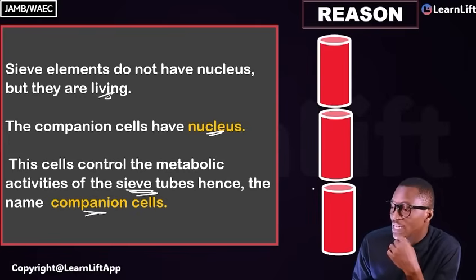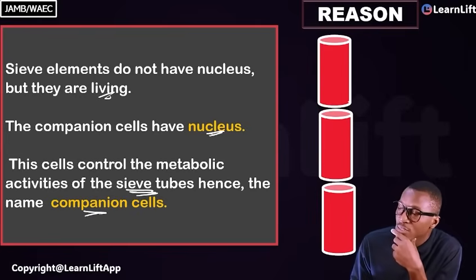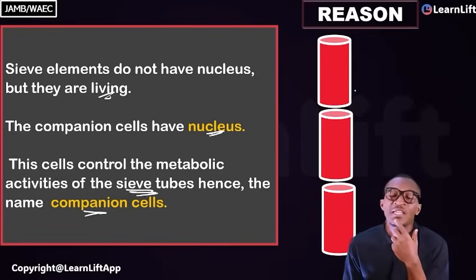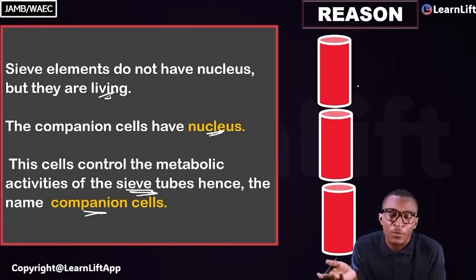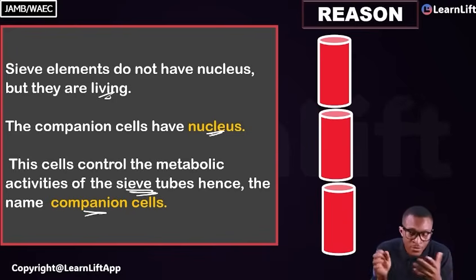Now, everybody, all eyes on the diagram. These are the sieve tubes. Look at them. They are called tubes. They are like tubes. Are you seeing them? These tubes do not have a nucleus, but they are living, and they need to carry out metabolic activity. Hope you know that the nucleus helps to control metabolic activities of the cell.